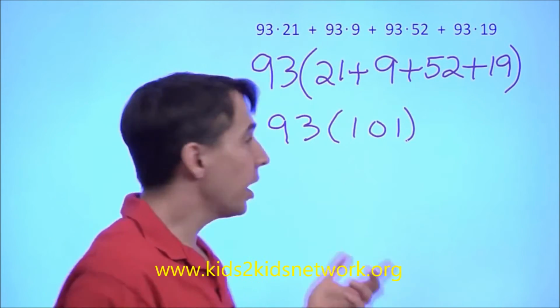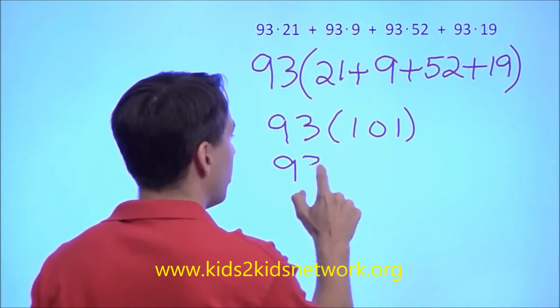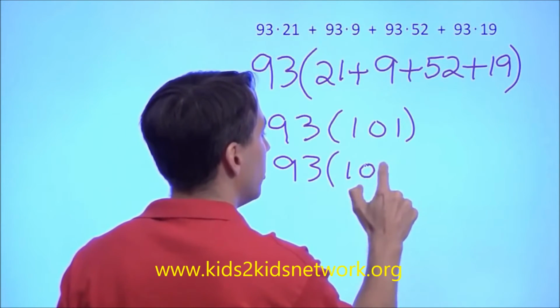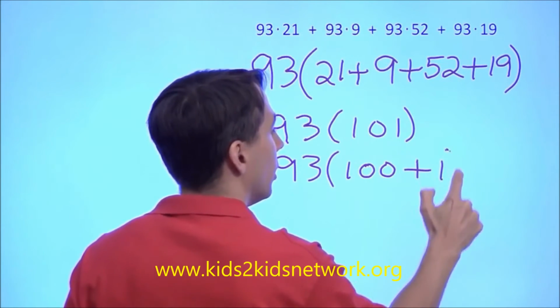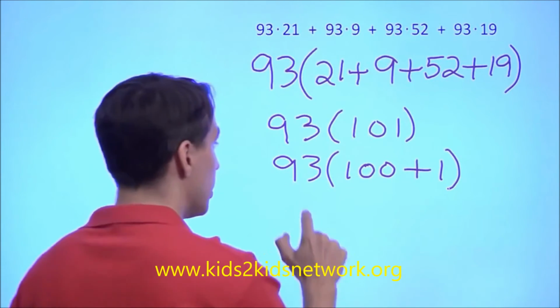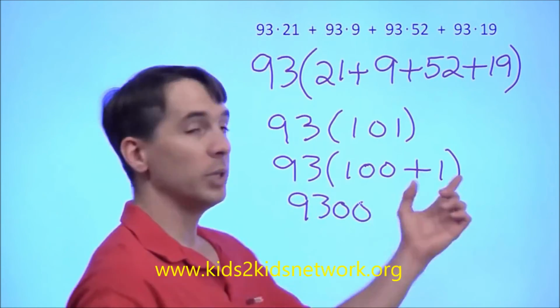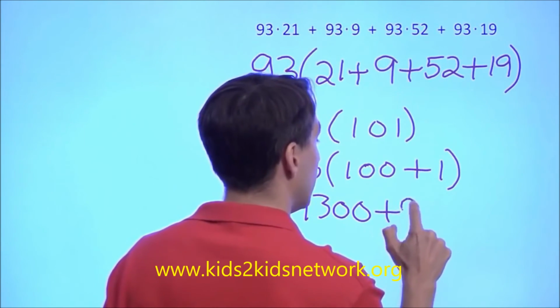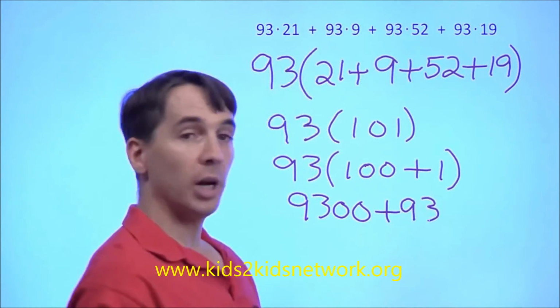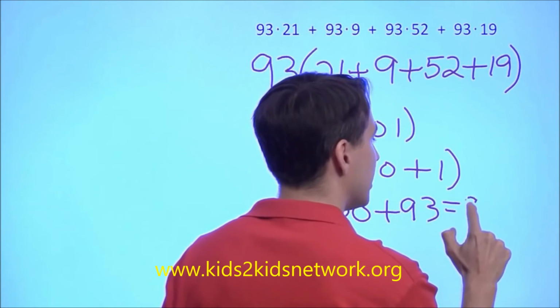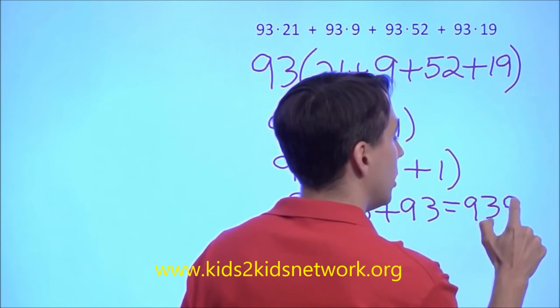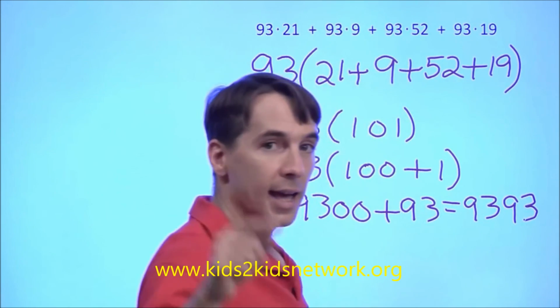And this way you can see what the product is, but we can also just use the distributive property again. 93 times 100 plus 1. 93 times 100, that's 9300. 93 times 1 gives us 93. So 9300 plus 93, well, we know what that is. That's 9393. And we're done.